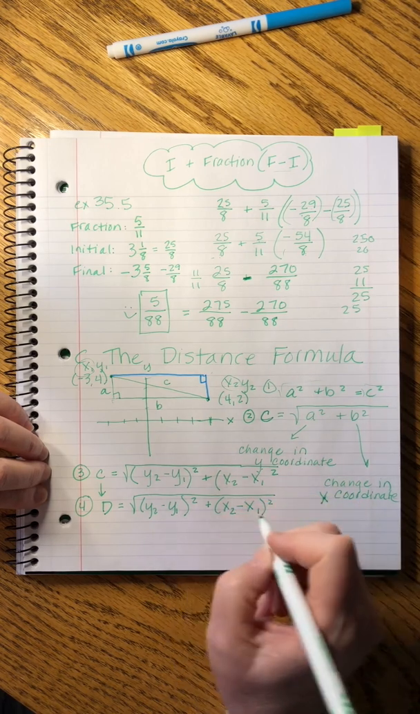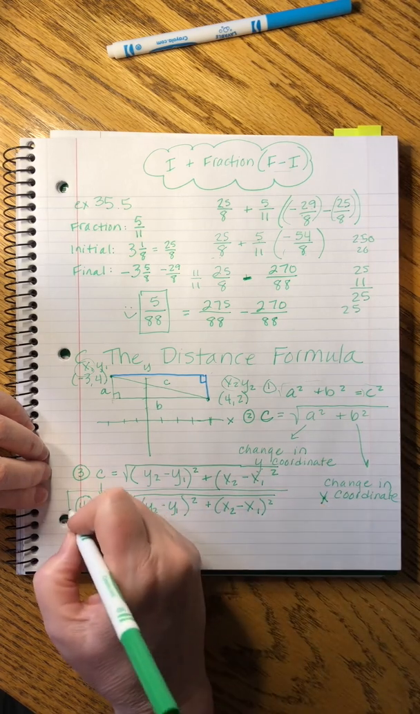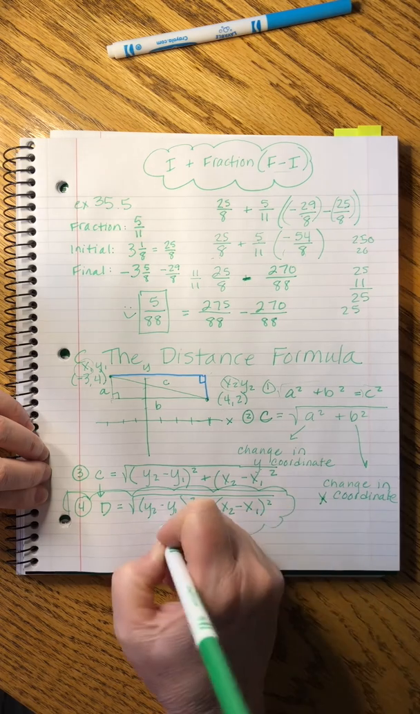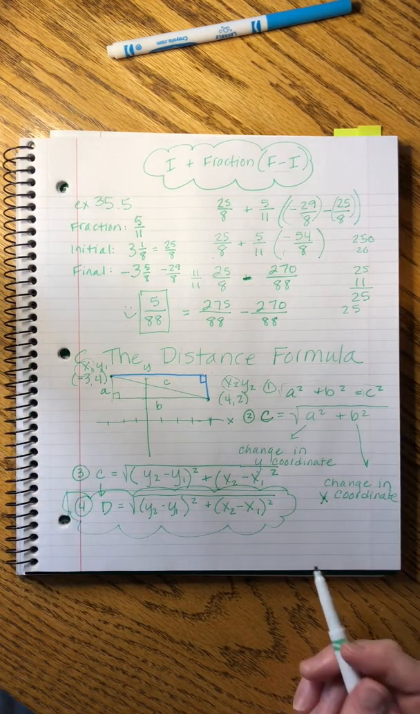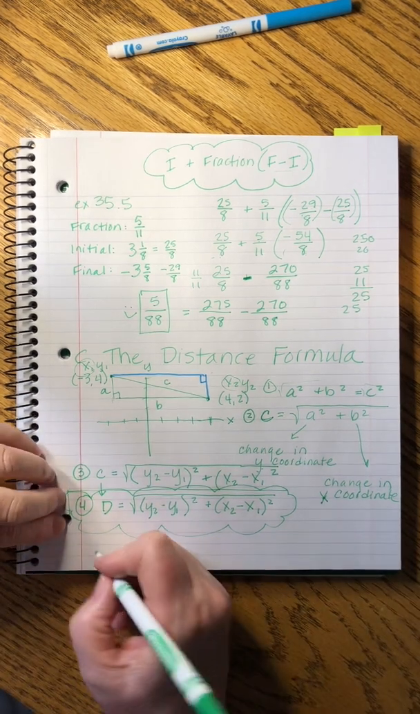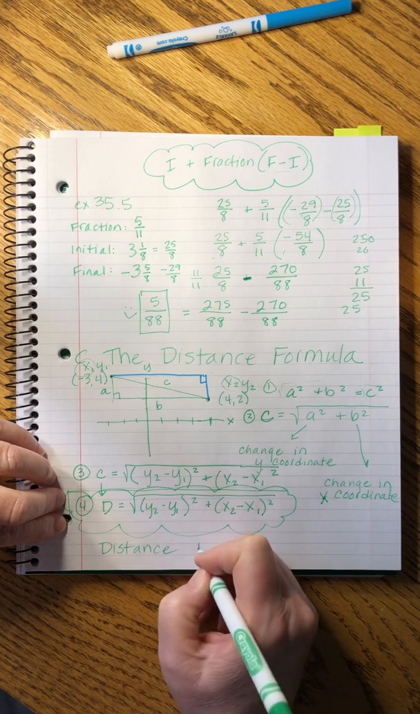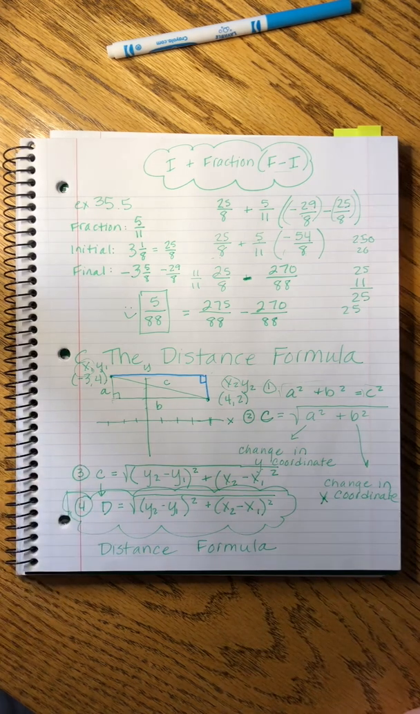And this you need to write in your book. Somewhere important. Oh, I should be puffy clouding this, not drawing a square around it. Okay. So pause me right now and write this in the front of your books. It's called the distance formula. Pause me and then come back when you're done.